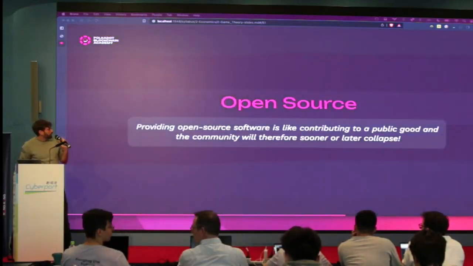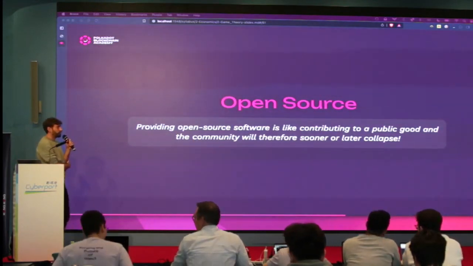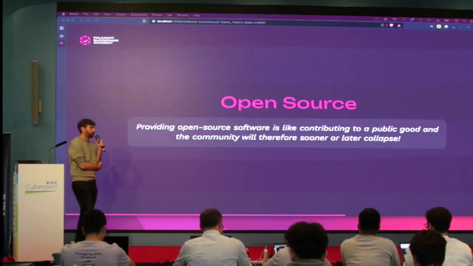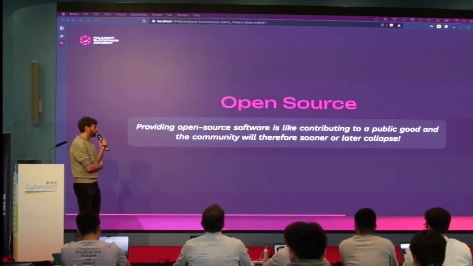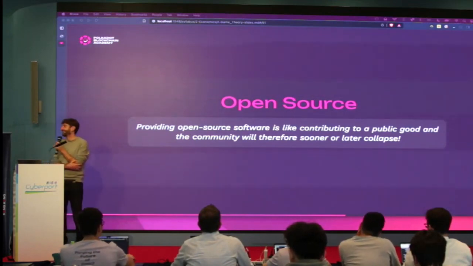Let's put something here. Open source. Let's say providing open source software is like contributing to a public good, and the community will therefore sooner or later collapse. What do you say about that?